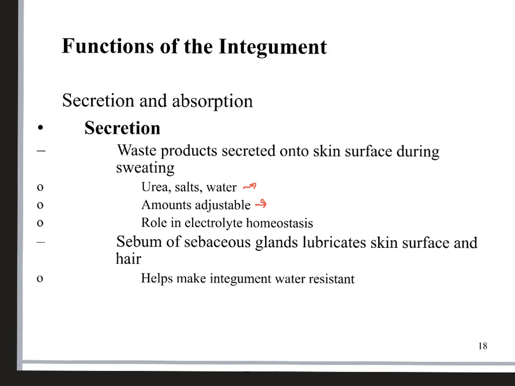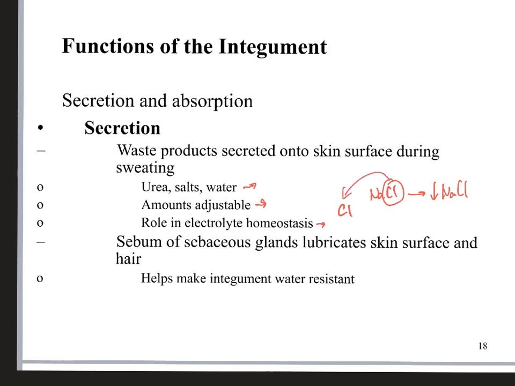All right, and this plays a role in electrolyte homeostasis, right? So, for instance, if I want to conserve chloride ions, which is mainly NaCl, right? If I want to conserve this ion, then I'm going to reduce the amount of salt in sweat, and then that chloride will be conserved for the body.